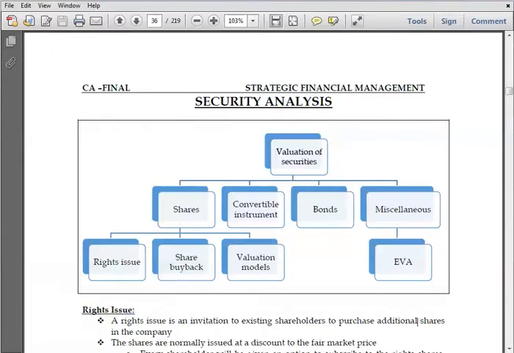Now coming to a concept called rights issue first. So first we'll discuss rights issue. How many of you are yet to get the workbook? One, two, three. I'll get it printed. Again, I've run out of workbooks, so I'll get it printed and give it to you.